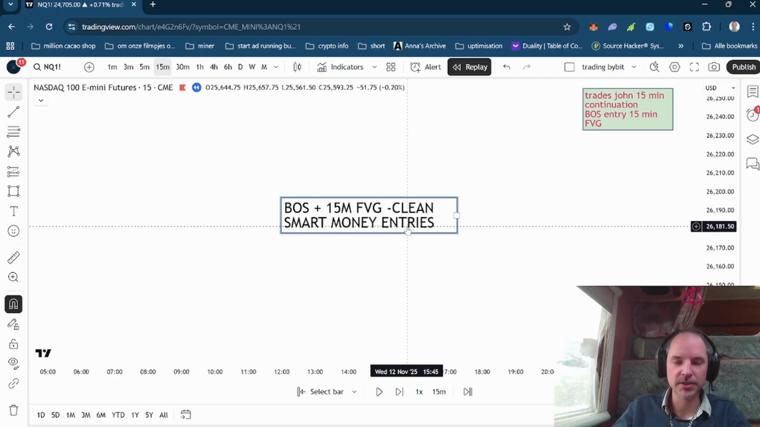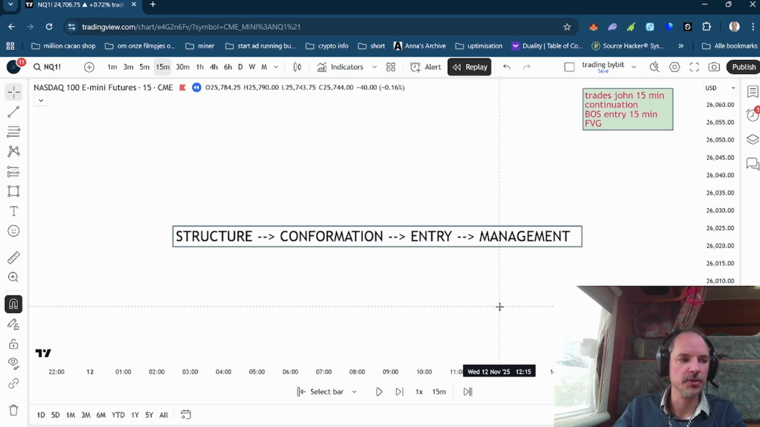Why do I know it works? I trade this live every day in front of you. Why does it work? Institutions create structure. We follow structure. We wait for a clean break of structure. Then we enter when the price returns to a clean 15-minute fair value gap. No indicators, no guessing, just rules.